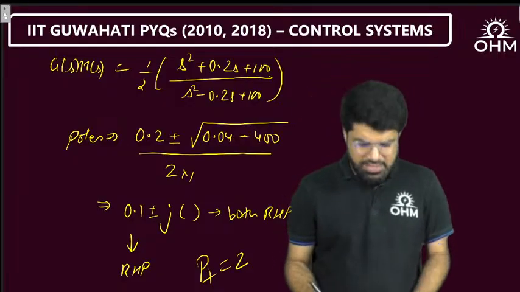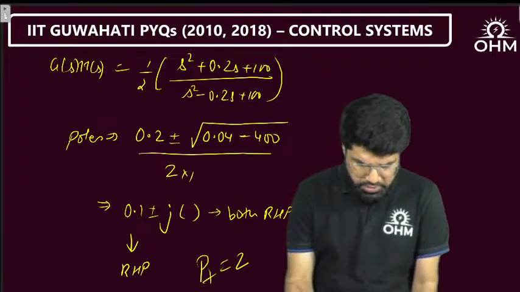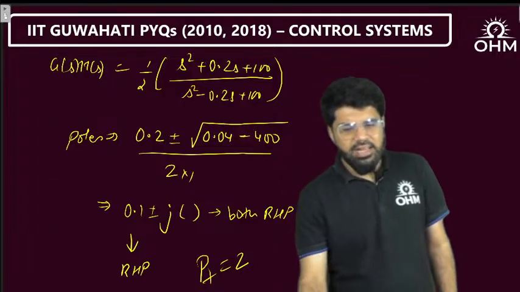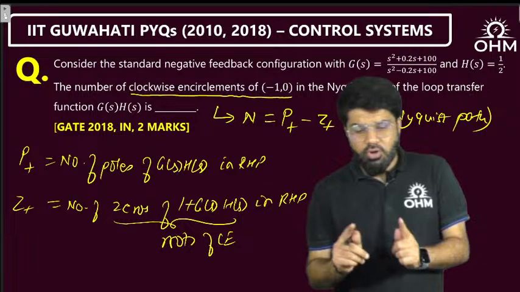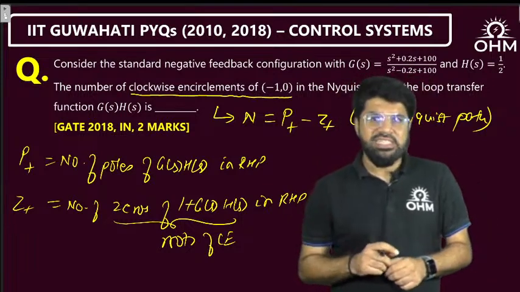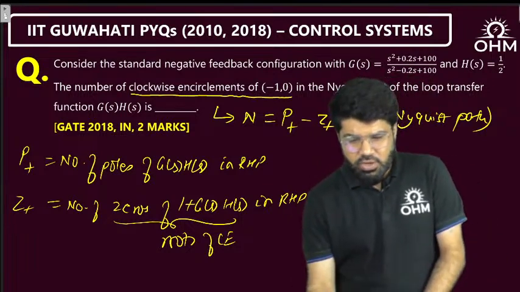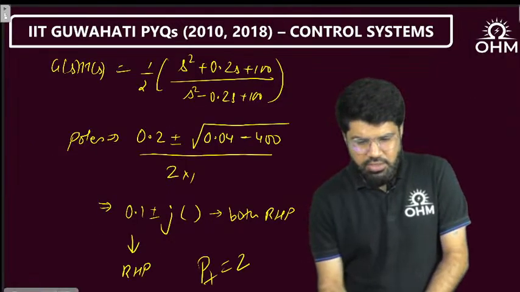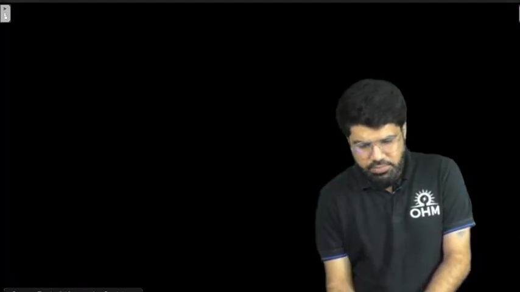Now the next thing that you need is Z plus, which is the number of roots of the characteristic equation, zeros of 1 plus G(s)H(s). So what is that characteristic equation? Let me frame that characteristic equation separately.